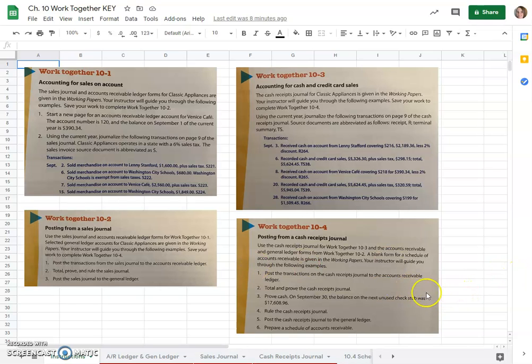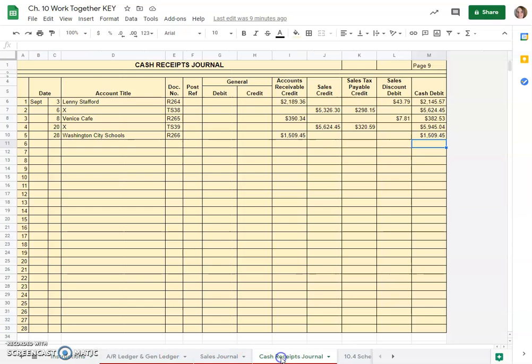So we have done our cash receipts journal in 10-3. We journalized those transactions. And now we need to do posting the transactions from the cash receipts journal to the accounts receivable ledger. So the first thing we'll do is go back to our cash receipts journal.